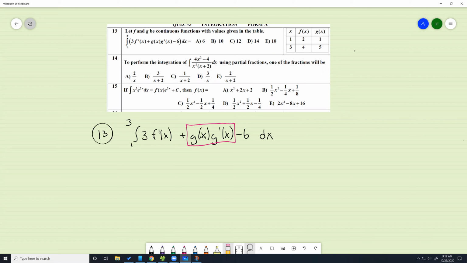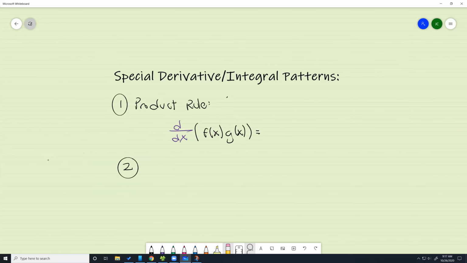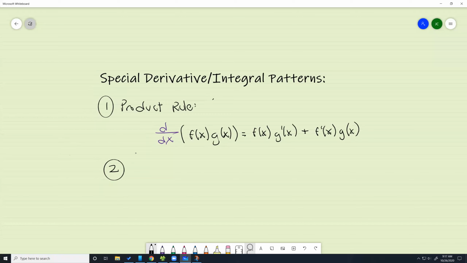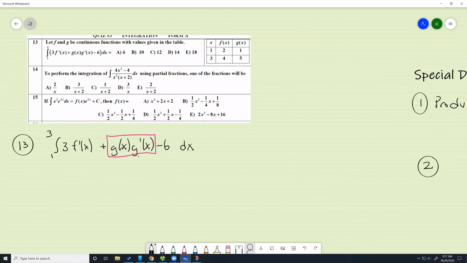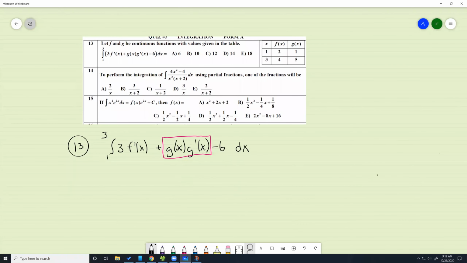Okay. So I'm thinking to myself, what kind of pattern, integral derivative pattern, involves g of x and g prime of x, derivative of the original function? Could it be something like product rule, where you take the derivative of f of x times g of x, and you'll get that? Well, no, because whatever is in the pink box doesn't have f of x or f prime of x. It's strictly g of x and g prime of x.